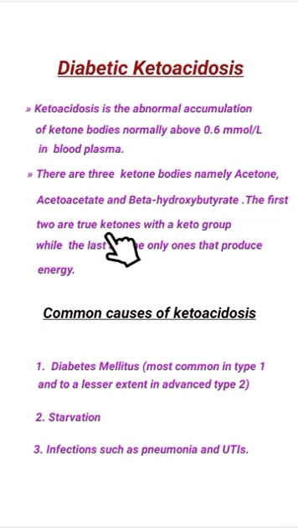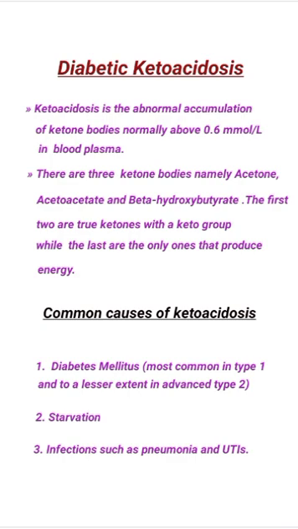The first two are true ketone bodies with a keto group, while the last is not a true ketone body because it doesn't have a keto group. On the other hand, acetoacetate and beta-hydroxybutyrate are the only ketone bodies that are able to produce energy, because they can be broken down to acetyl-CoA, which can be used in the TCA cycle to produce ATP.